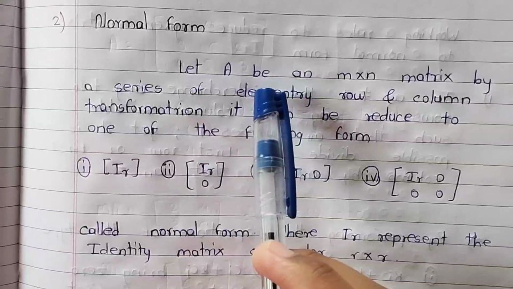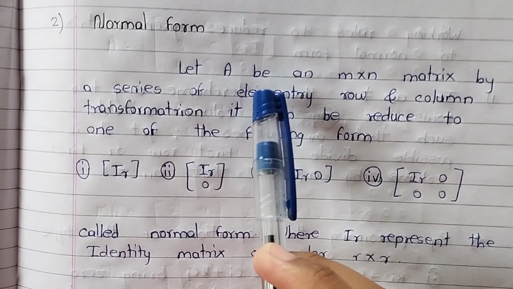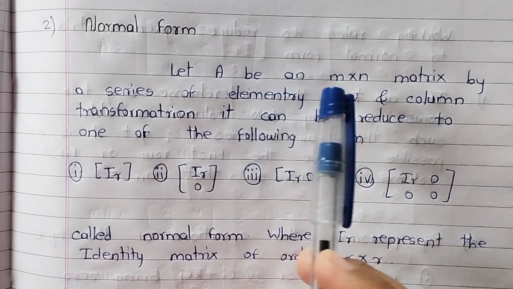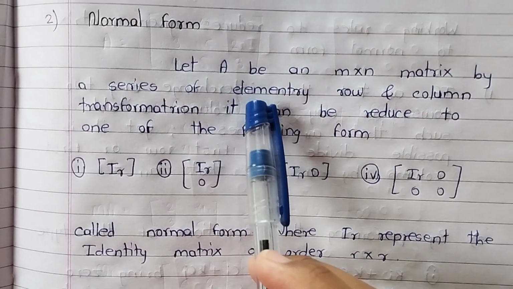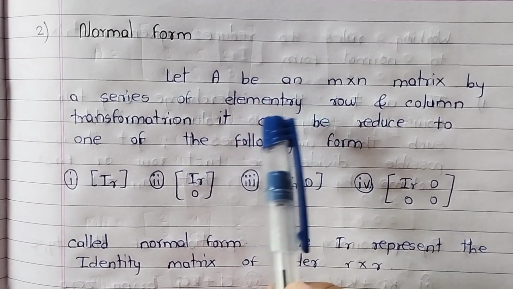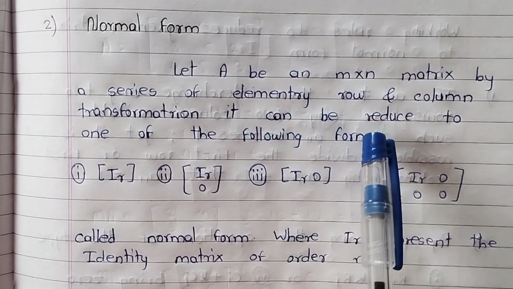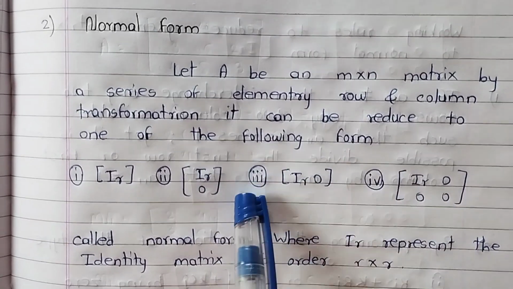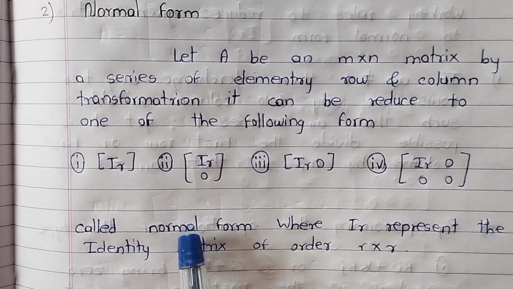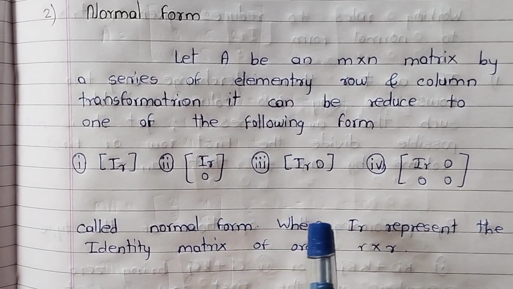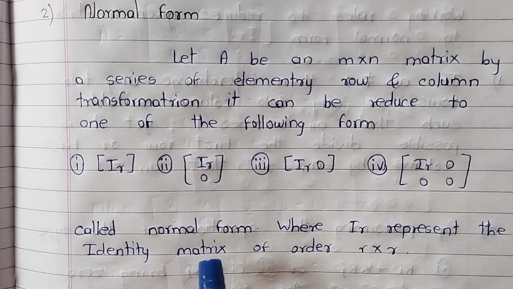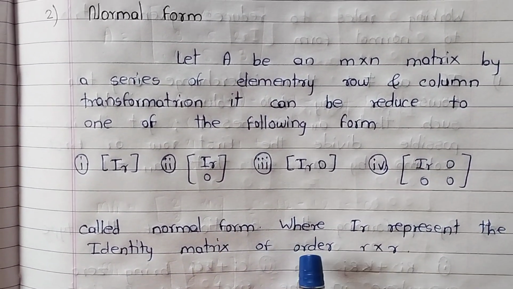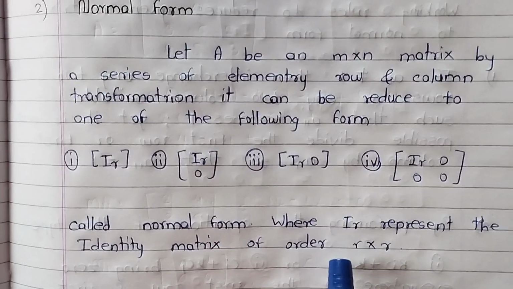Hello everyone, now we study about the normal form. Let A be an m by n matrix. By a series of elementary row and column transformations, it can be reduced to one of the following forms, which is called a normal form, where I_r represents the identity matrix of order r by r.